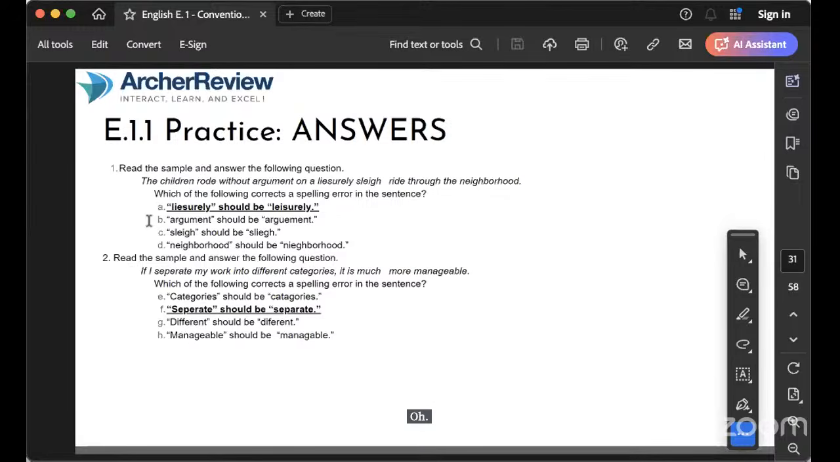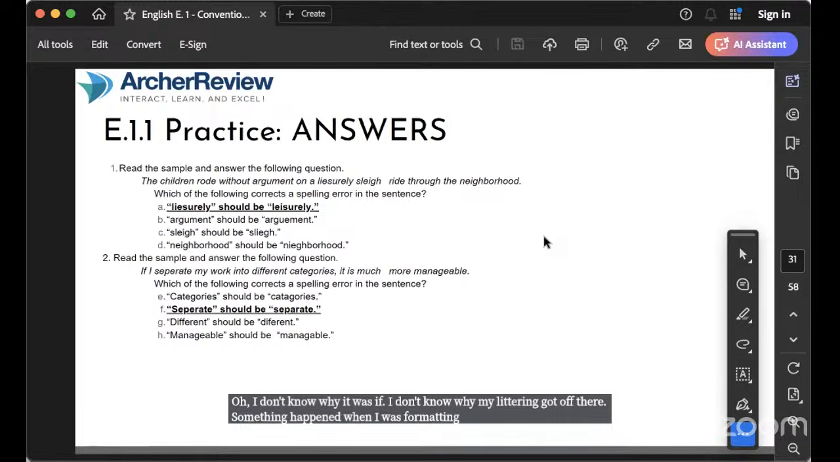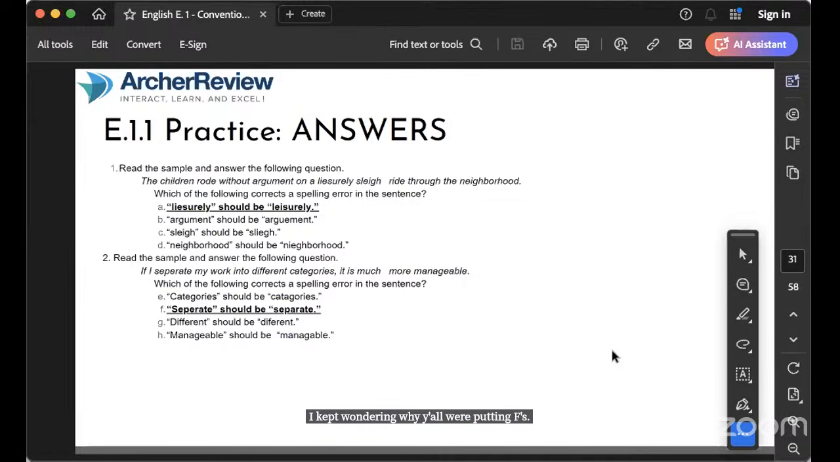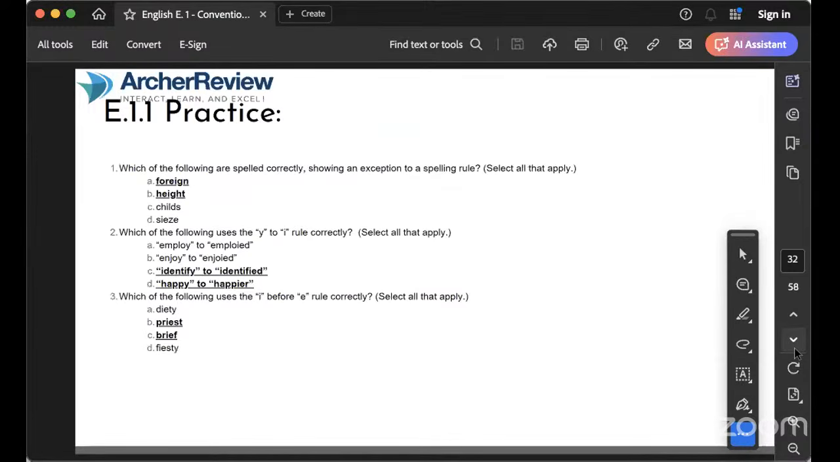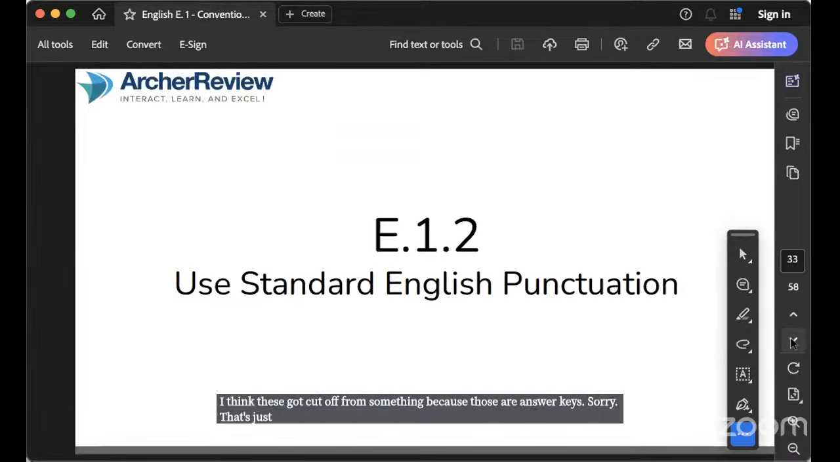Oh, I don't know why it was F. I don't know why my lettering got off there. Something happened when I was formatting it. But anyway, for number 2, it should have been F. I kept wondering why y'all were putting Fs. I didn't even look over there. All right, so A and F. Any questions? All right. I do have some extra. Wait, where do these come from? I think these got cut off from something because those are answer keys. Sorry, that's just an extra slide that wasn't supposed to be included.